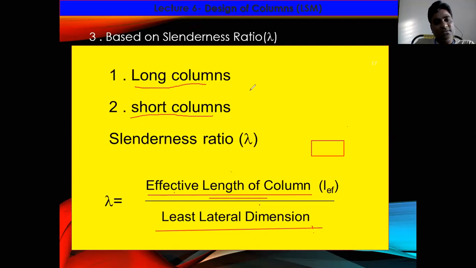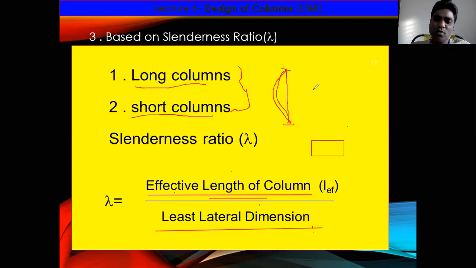Why do we need to classify whether it is a long column or short column? Because the performance of the member for long column and short column is different. If you take a very thin small stick, put your hands at both ends and press it, what will happen? It will try to bend.